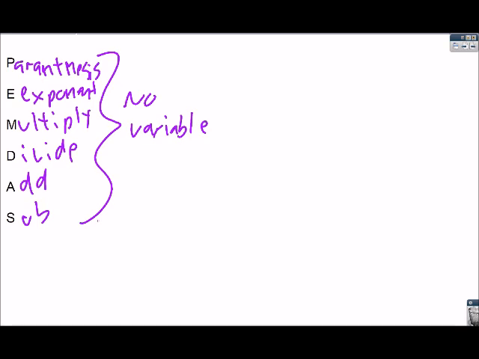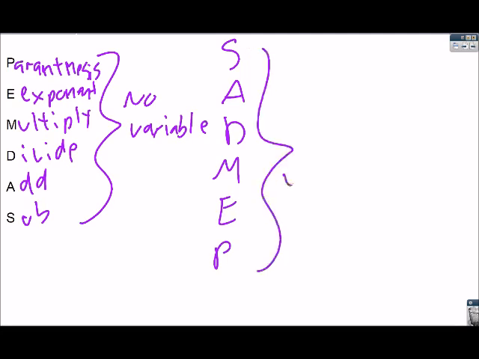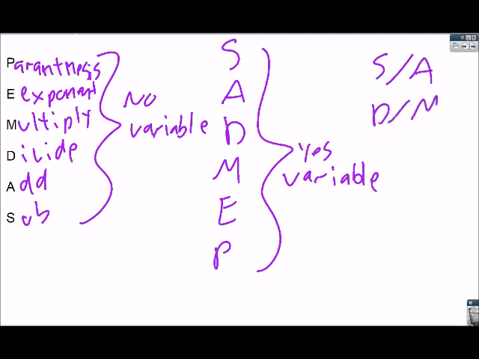So when there's no variable, we go in this order. But when there is a variable, we're going to go SADMEP. I know it's a little bit silly, but all it is is PEMDAS backwards. So when there is a variable, we go SADMEP. However, we don't really go in a SADMEP order. We go in a subtracting, adding, dividing, multiplying, then exponents, then parentheses. So this is our first step, second, third, and fourth.